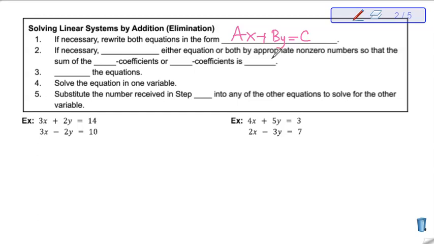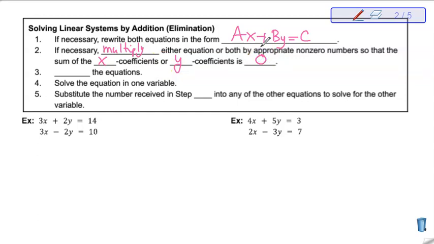Now, if necessary, we are going to multiply either equation or both equations by the appropriate non-zero numbers so that the sum of the x coefficients or the y coefficients is 0.